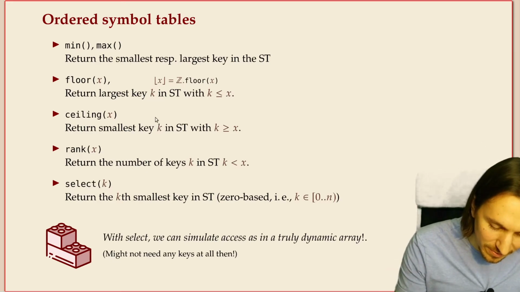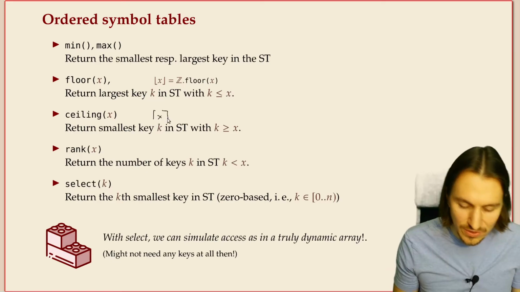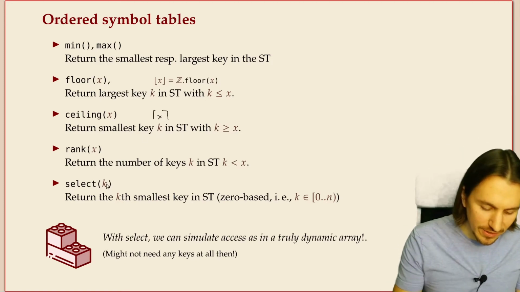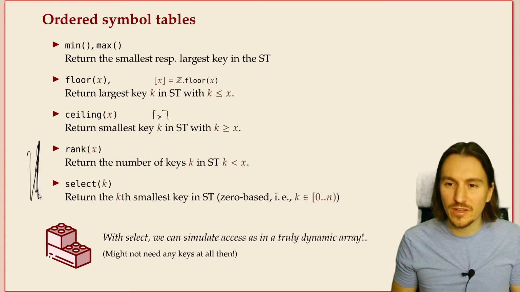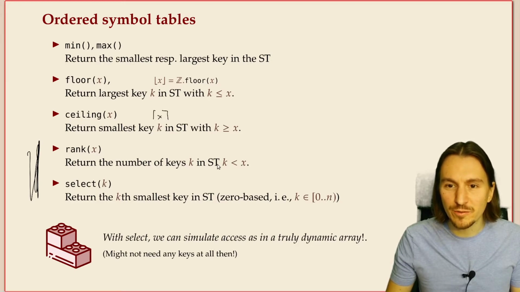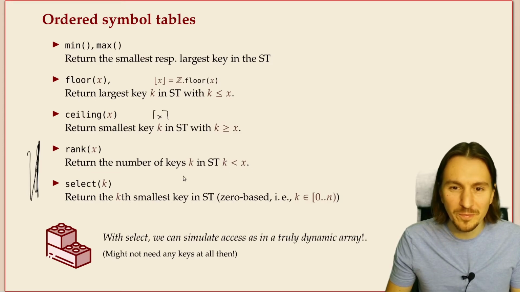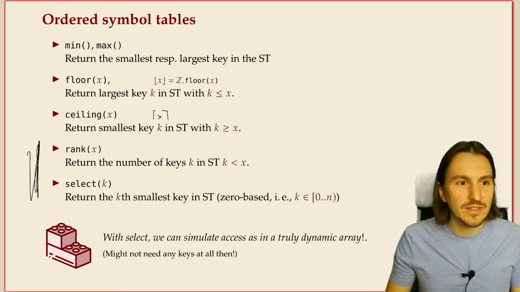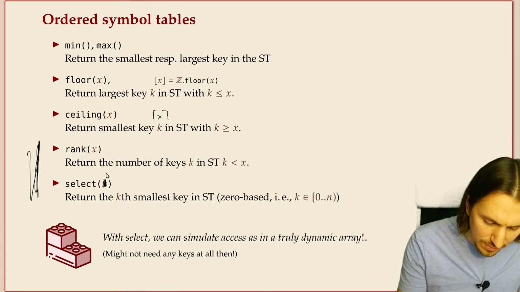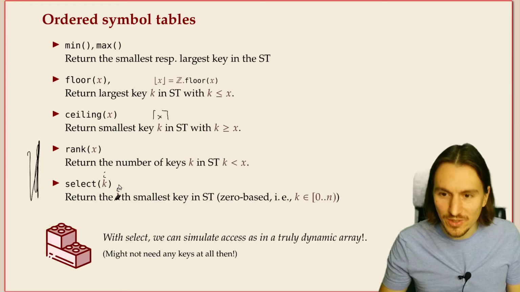And the same for ceiling, right? So we write this as this. That's the smallest key in the symbol table that's bigger than x. And the last two, these are really the important ones. They look innocent maybe, but they're really powerful. Rank of a value is the number of keys in the symbol table strictly smaller than x. And select is: give me the kth smallest. Because I used k for key before, I'd like to make this i. It's just a name.